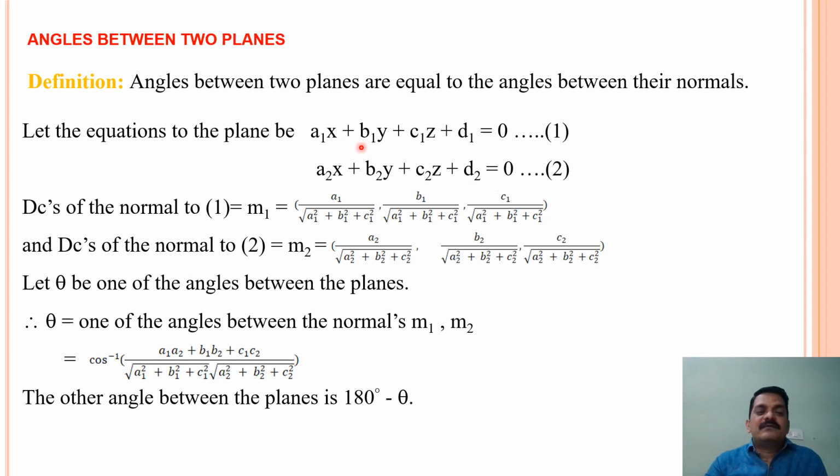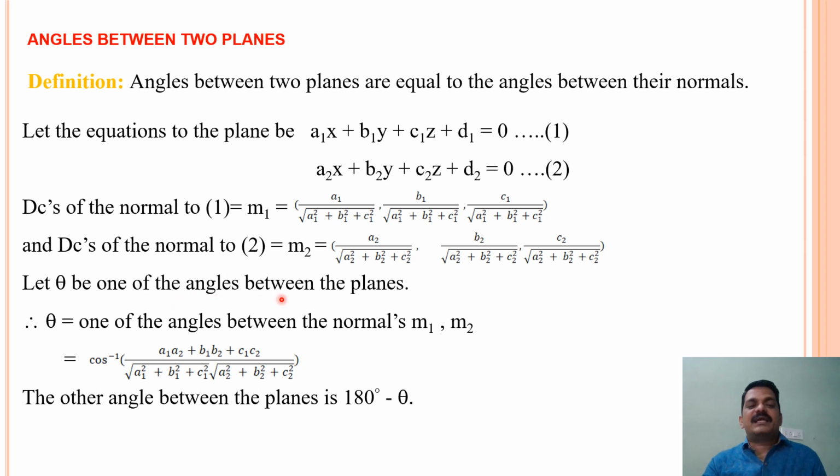So the DCs of the normal of plane equation 1, m1, is equal to a1 by square root of a1 square plus b1 square plus c1 square, comma, b1 by square root of a1 square plus b1 square plus c1 square, comma, c1 by square root of a1 square plus b1 square plus c1 square. Next, the DCs of the normal to plane equation 2, m2, is equal to a2 by square root of a2 square plus b2 square plus c2 square, comma, b2 by square root of a2 square plus b2 square plus c2 square, comma, c2 by square root of a2 square plus b2 square plus c2 square.